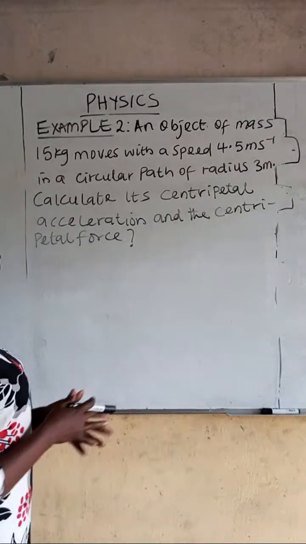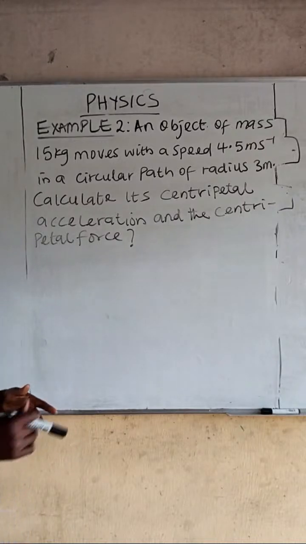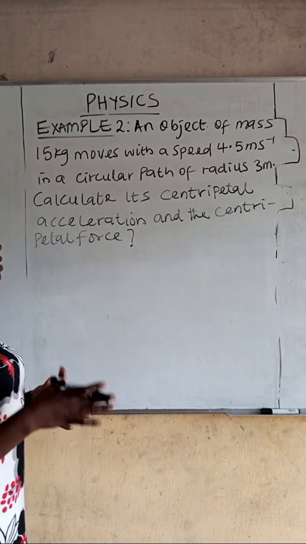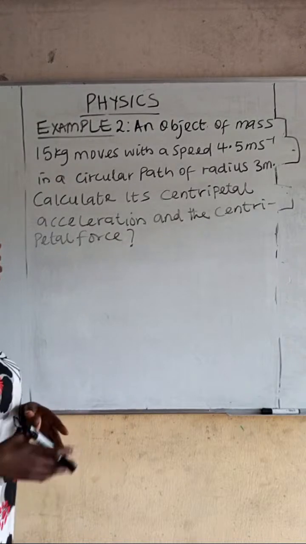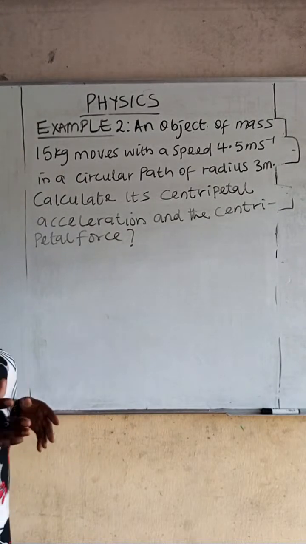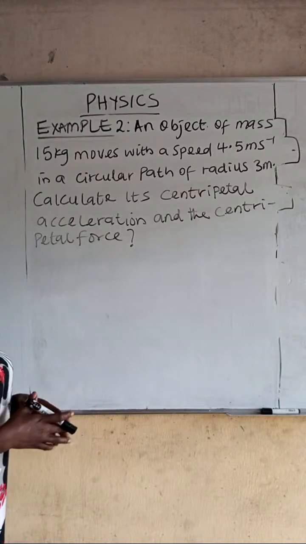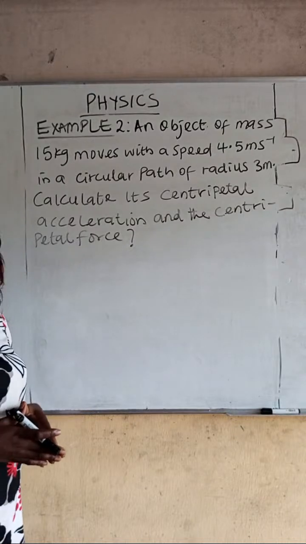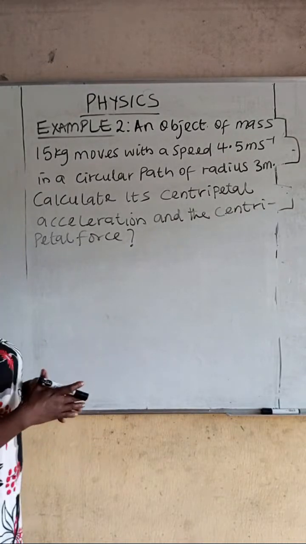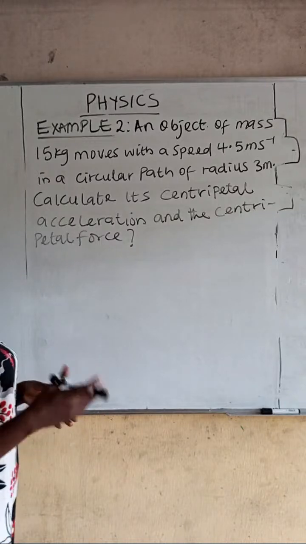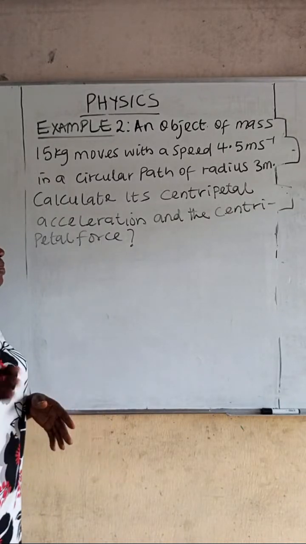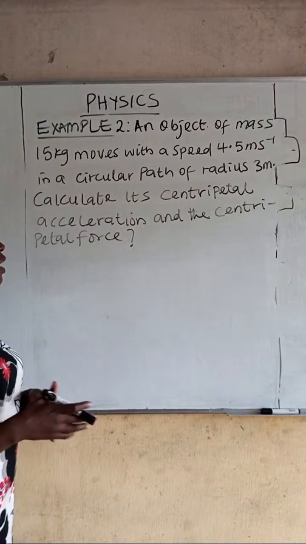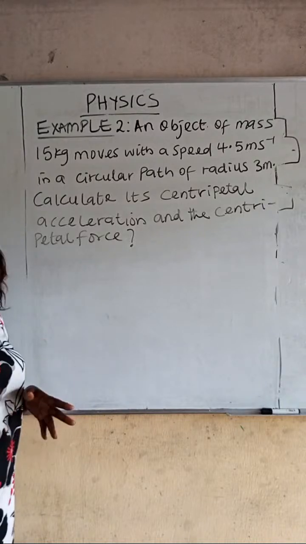All right, let's look at this example. An object of mass 15 kilogram moves with a speed of 4.5 meters per second in a circular path of radius 3 meters. Calculate its centripetal acceleration and the centripetal force. Is that okay? An object of mass 15 kilogram moves with a speed of 4.5 meters per second in a circular path of radius 3 meters. Calculate its centripetal acceleration and the centripetal force.